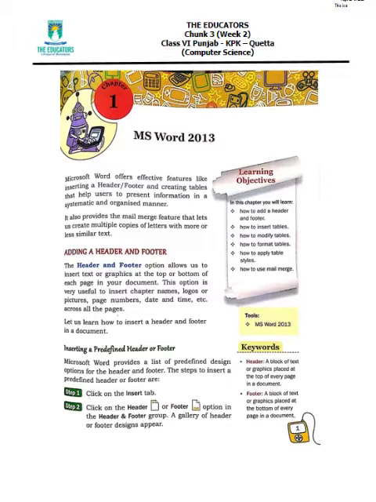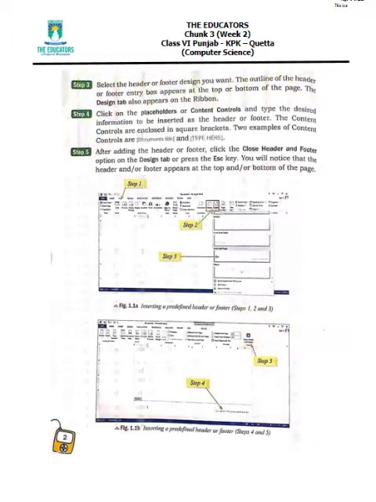Look at the picture. First, click on the Insert tab, and the second step, click on the header or footer option in the header or footer group. A gallery of header or footer designs appears. In the third step, select the header or footer design you want. The outline of the header or footer entry box appears at the top or bottom of the page. When you click on this, the Design tab also appears on the ribbon.